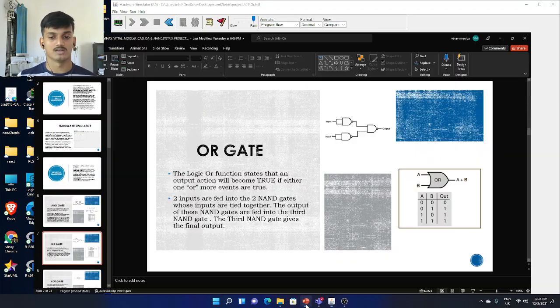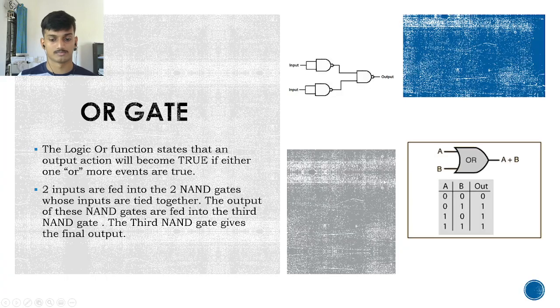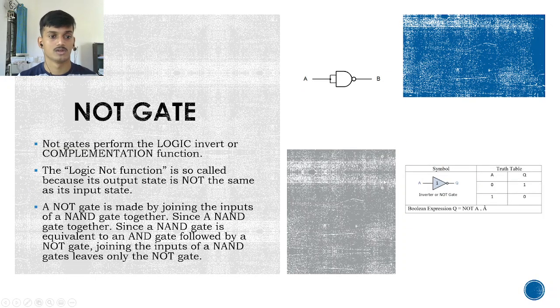Going on to the next gate, that is our NOT gate. NOT gates perform the logical invert or the complementation function. The logical NOT function is so called because its output state is not the same as the input state, whereas it is the complement of the input state. As you can see, this is the pictorial representation of an inverter or a NOT gate, and this is the truth table. If the input is 0, then the output is 1, and if the input is 1, then the output is 0.